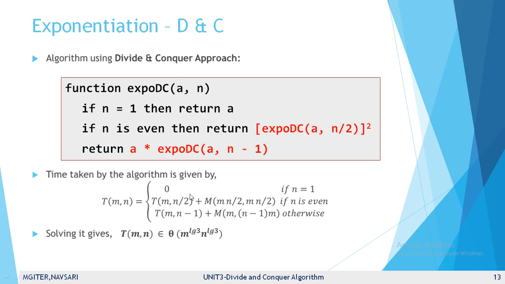So the time taken by this algorithm, if n is equal to 1, is 0. Otherwise if n is even, then T(m, n by 2) plus M(m raised to n by 2, m raised to n by 2). Otherwise T(m, n minus 1) plus M(m raised to n minus 1, m). So the time complexity is theta of m raised to log 3 into n raised to log 3. This is the algorithm for exponential using divide and conquer.